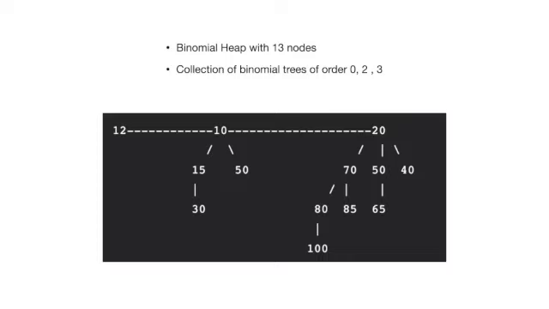So a binomial heap with 13 nodes, in this particular example, is a collection of binomial trees of order 0, 2, and 3. The tree of order 0 is just a single node, 12, while the tree of order 2 has the root 10. It has 2 children, which is what that order would require: 15 and 50, and below 15 is 30. Then the third binomial tree in this heap has the root node 20, and that 20 has 3 children.